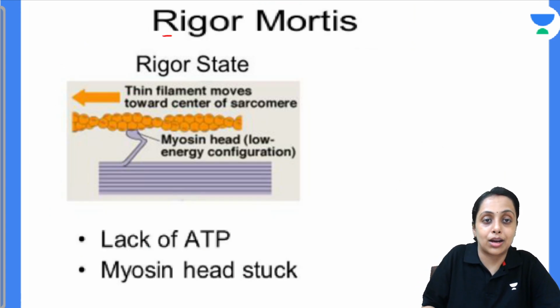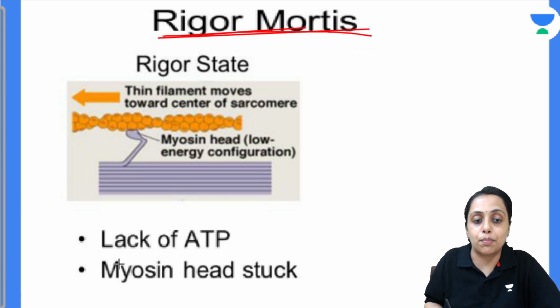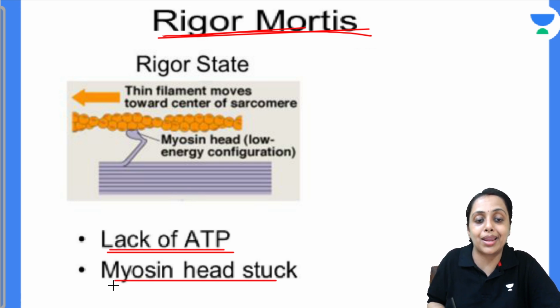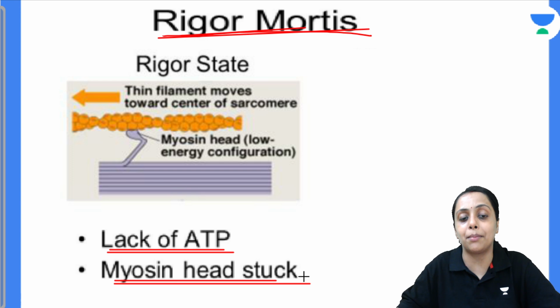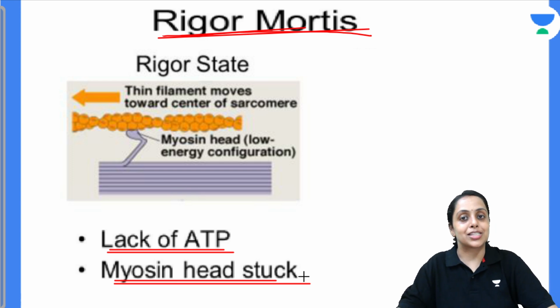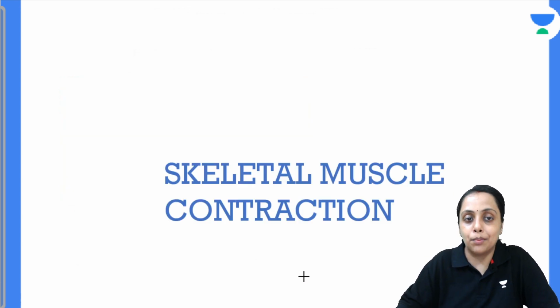So same thing is written out here. What do you mean by this rigor mortis? After the death, the stiffening of muscle is there. That is due to lack of ATP, myosin head remains stuck to the actin filament. And that leads to the stiffening, or that leads to the rigor mortis.